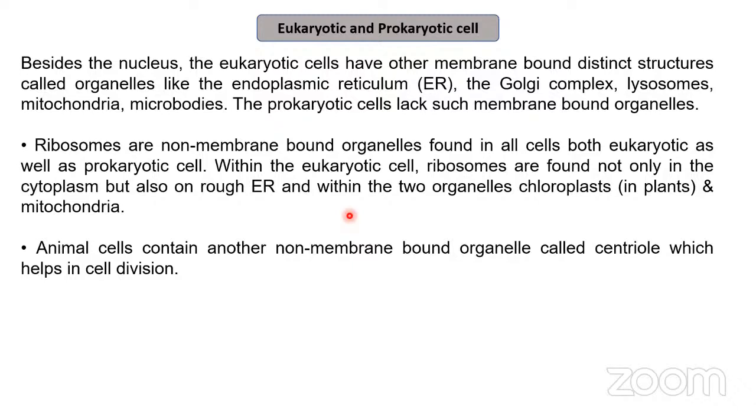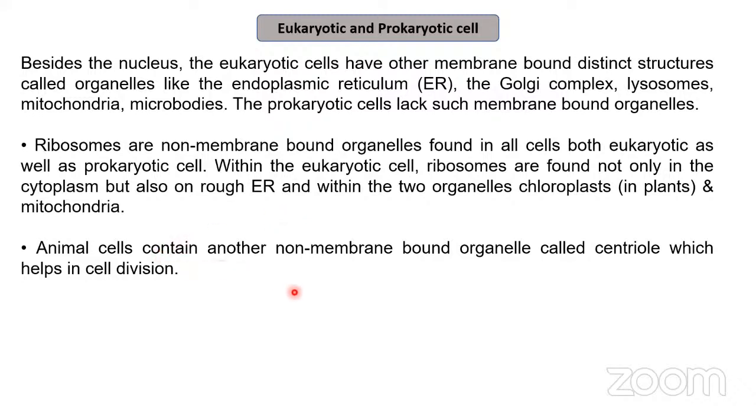While the endoplasmic reticulum on which no ribosome is present is known as smooth endoplasmic reticulum. So ribosomes may be present on the endoplasmic reticulum or they may be present in the cytoplasm. And within the two organelles, chloroplast in plants and mitochondria. So ribosomes may be present in the cytoplasm or on the surface of ER. If they are present on the surface of ER, then we call it rough endoplasmic reticulum, and they may be present in the chloroplast in plants and mitochondria.